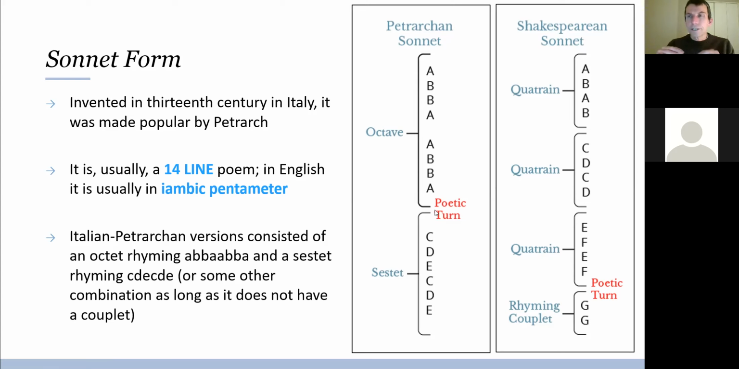Then there's a poetic turn, okay? So there's a shift in the topic, and mirroring that, we have a shift in the rhyme scheme. So often for Petrarch, it's something like CDE, CDE. So you have a sestet at the end.